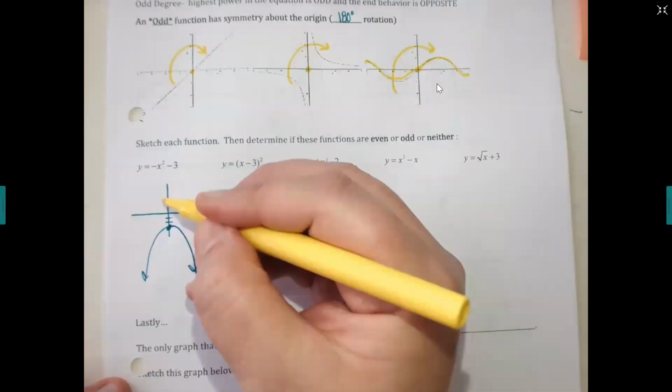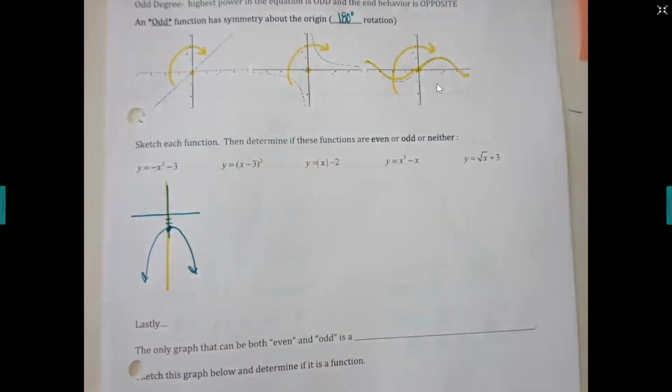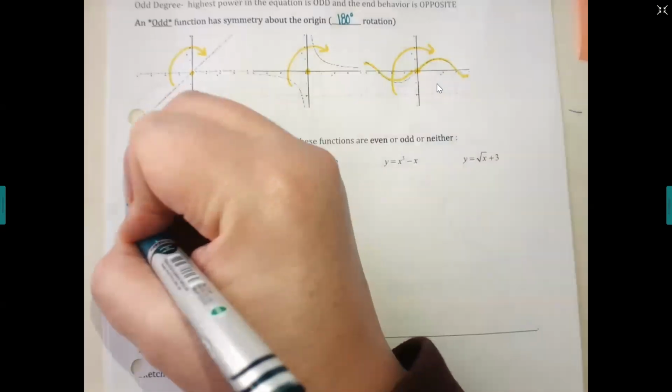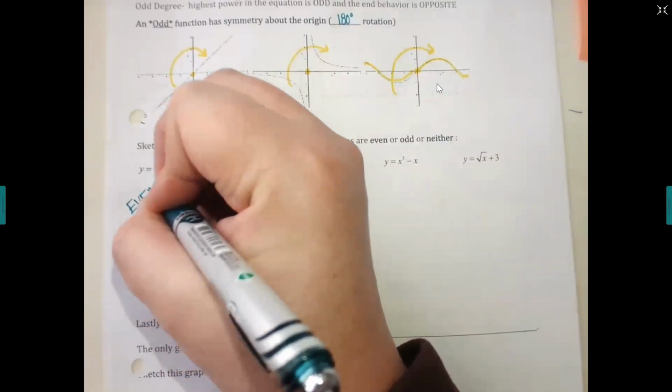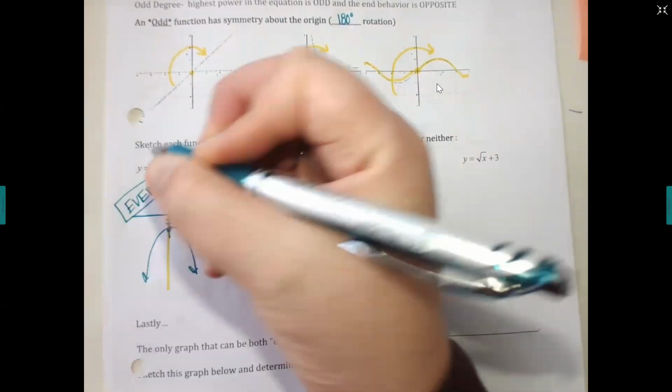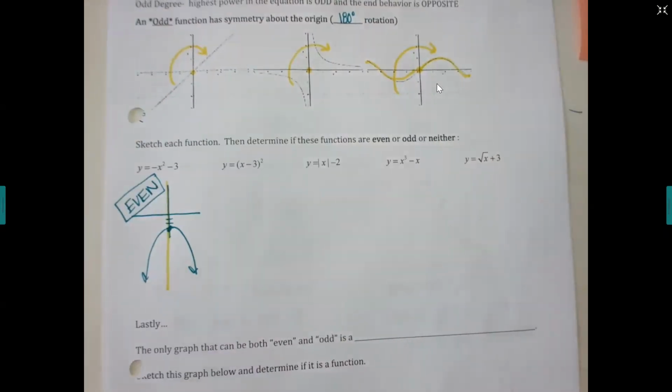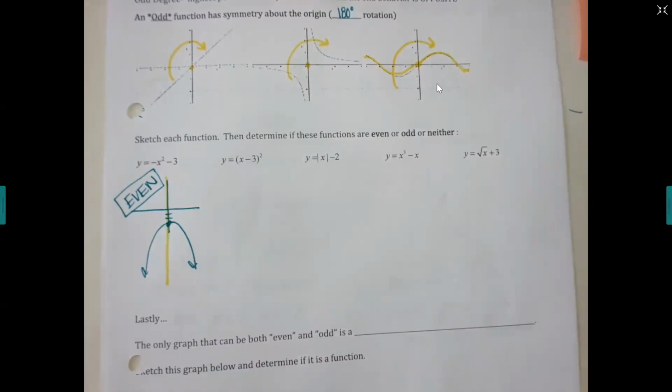Okay, first question. Is it even degree or odd degree? Even, because the ends both go down. Is it also even? Yes, because why? Because it's symmetric, very good. So I'm gonna put that this is not only even degree, but it is also even. And it's harder to be even than just to be even degree.